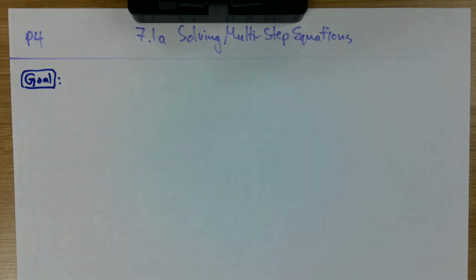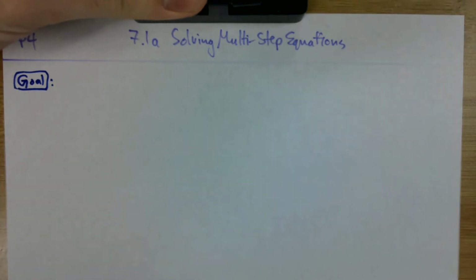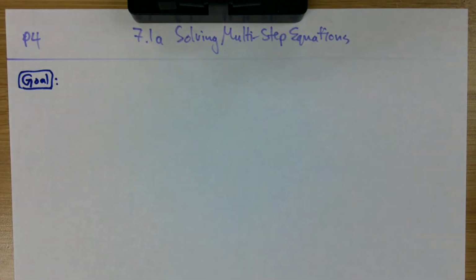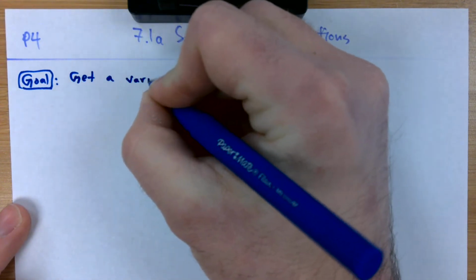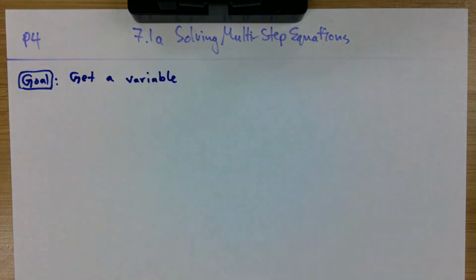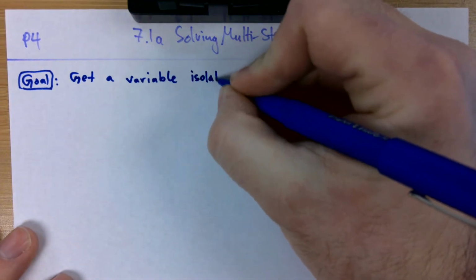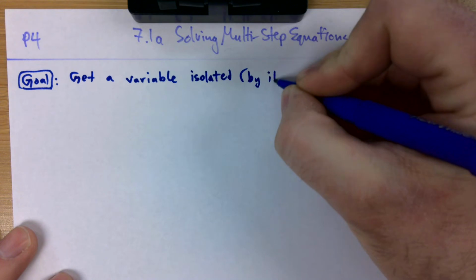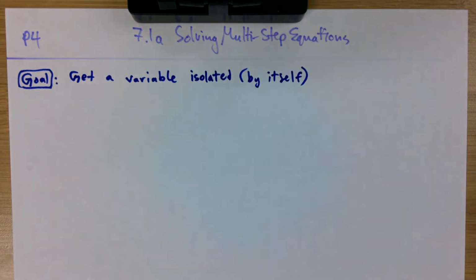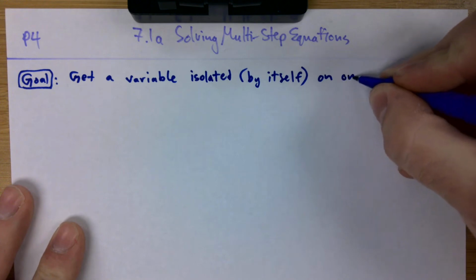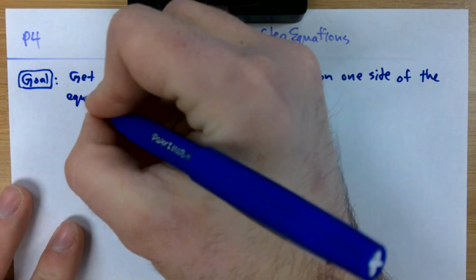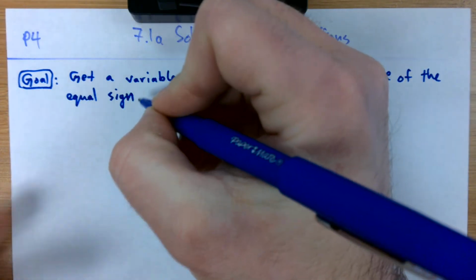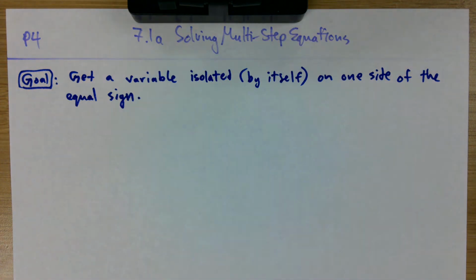All right. So like I said, 7.1a, taking a look back at solving multi-step equations. Here's our goal for today's lesson. This is what we're going to be able to do by the end of this lesson. We're going to be able to get a variable isolated, which just means by itself, on one side of the equal sign. That's our goal. That's what we're trying to do here.